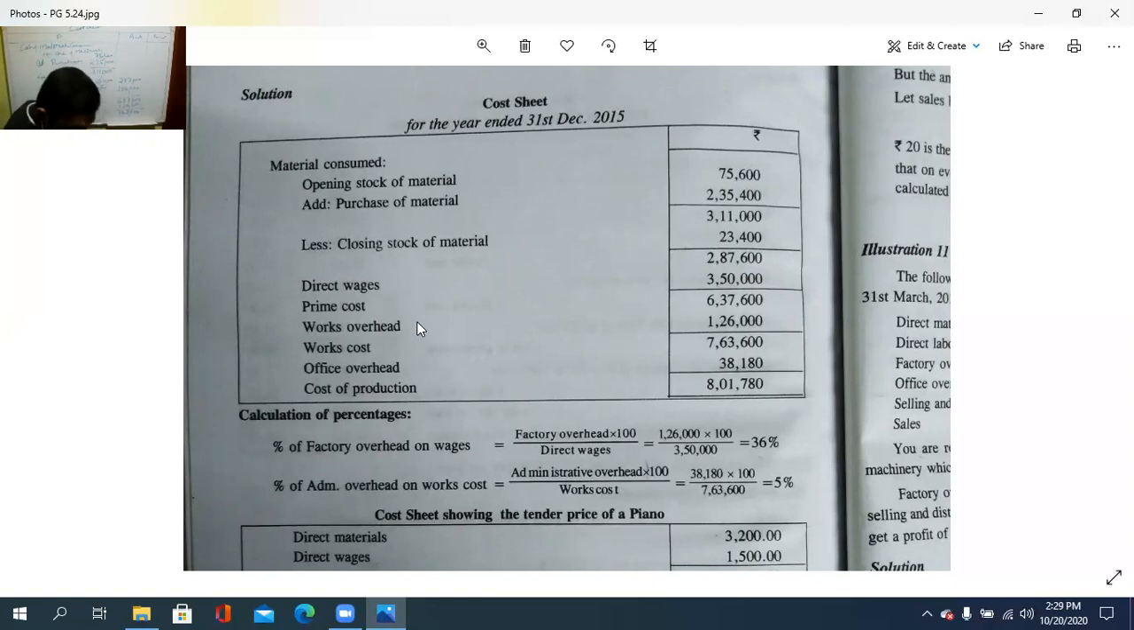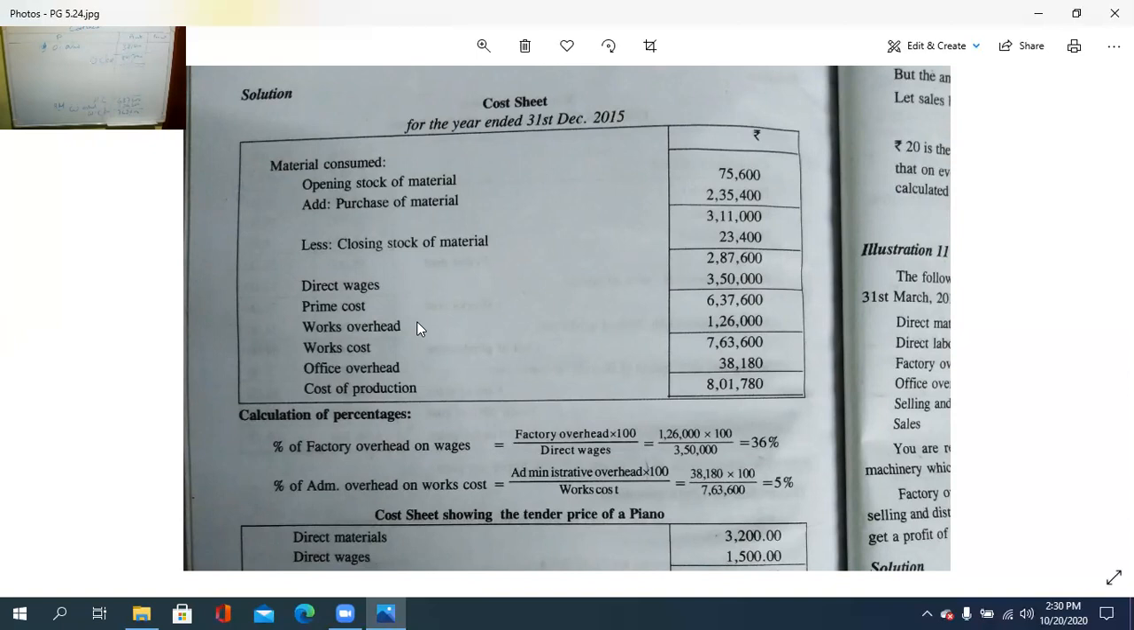Then after work cost or factory cost, we need to add what? Office overhead. So add office overhead. How much is it? 38,180. So 8,01,780. This is the cost of production. Office cost of production 801780.